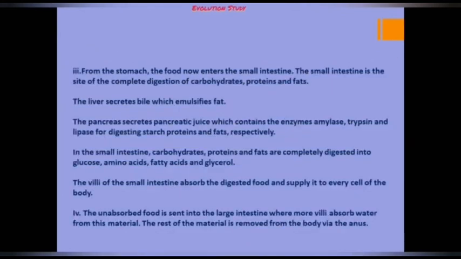Now, from the stomach, the food enters the small intestine. The small intestine is the site of complete digestion of carbohydrates, proteins, and fats. The liver secretes bile, which emulsifies the fat. The pancreas secretes pancreatic juice, which contains the enzymes amylase, trypsin, and lipase for digesting the starch, proteins, and fats, respectively. In the small intestine, carbohydrates, proteins, and fats are completely digested into glucose, amino acids, fatty acids, and glycerol. The villi of the small intestine absorb the digested food and supply it to every cell of the body.